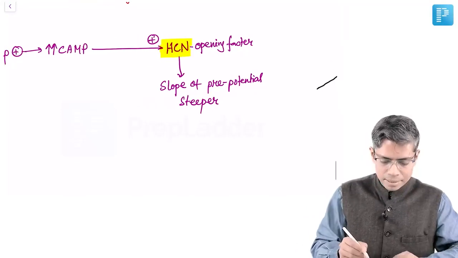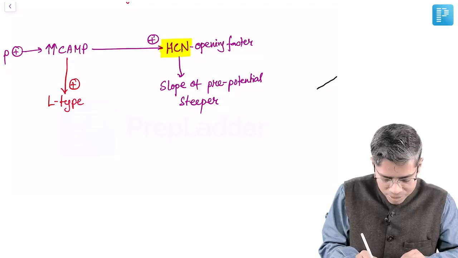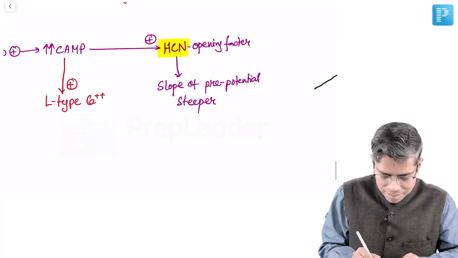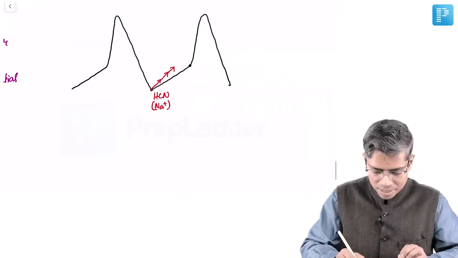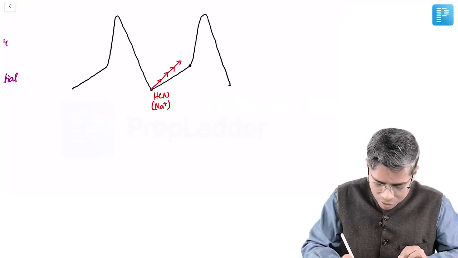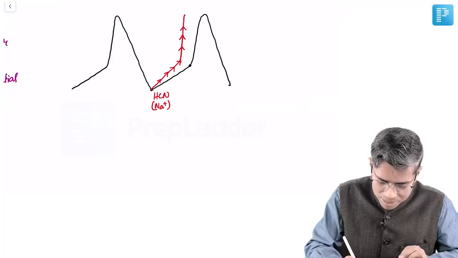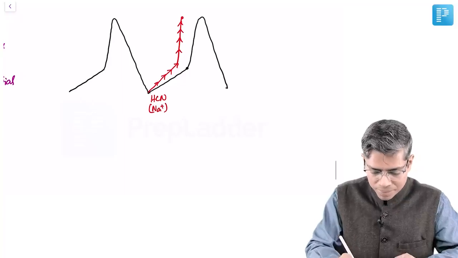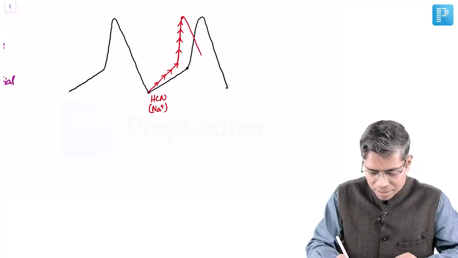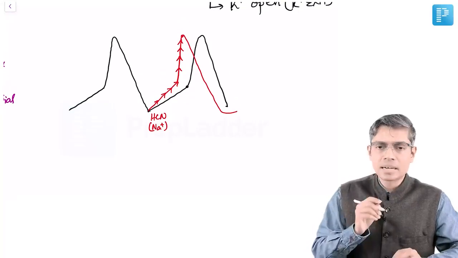right? Second, this cAMP is also a stimulus for the L-type voltage gated calcium channel, which we have already seen. The L-type voltage gated calcium channel is responsible for phase 0. That means I can understand that this phase 0 will also be steeper, right? So the prepotential phase is becoming steeper, as well as phase 0 is also becoming steeper. So what is the net result? The net result is that the second action potential is generating earlier than the previous one.